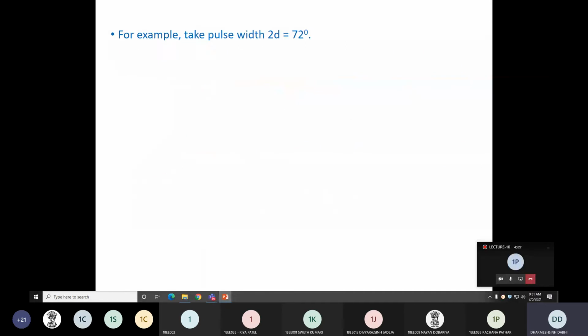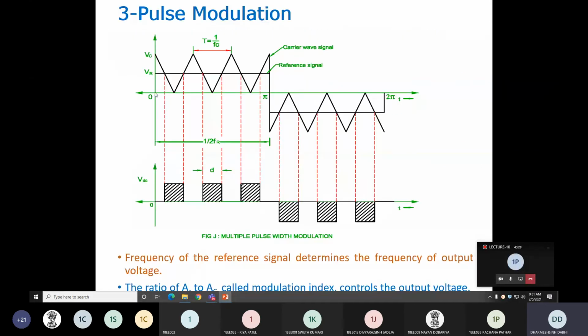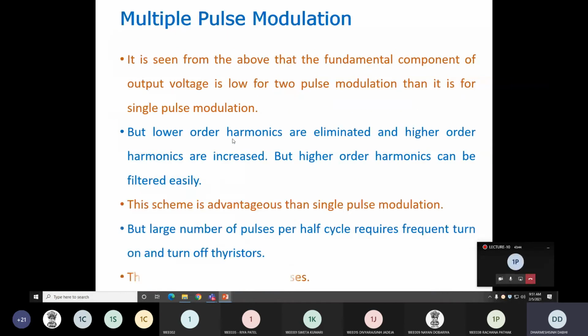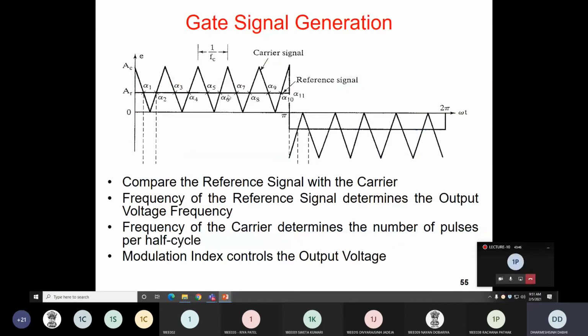You can see here in the figure, this is the frequency of triangular wave with the 3 pulse modulation. So you can see that you get the 3 complete cycles in half cycle of your reference signal. So you get the 3 pulses in half cycle. But in this 5 pulse modulation technique, you can see the frequency is 5 times the frequency of your reference signal. So in this case, you get the 5 pulses per half cycle.